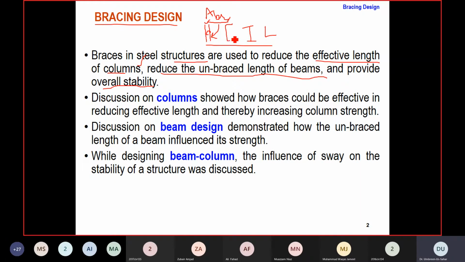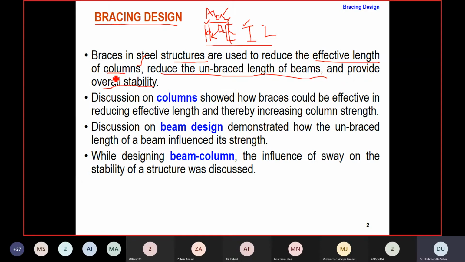For the channel section also, if the area is given, then you can go to the channel section tables in the LRFD manuals, and find which channel section gives you an area equal to or greater than the required area of the brace, and similarly for the W and the angle sections.